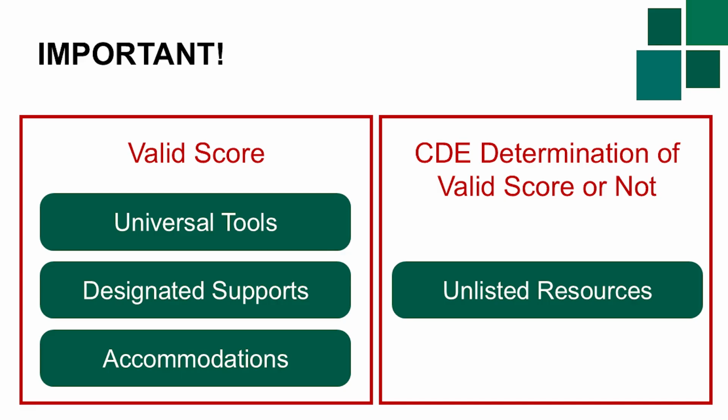Change of construct means a modification to the concept or skills being tested that fundamentally alters the meaning and comparability of achievement test scores. If the construct being tested is still valid with the unlisted resources, the student will get a valid score. If the construct being tested is not valid with the unlisted resources, the student will not get a valid score for CAASPP and will get the lowest obtainable scale score for ELPAC. This information will be communicated to the assessment coordinator.